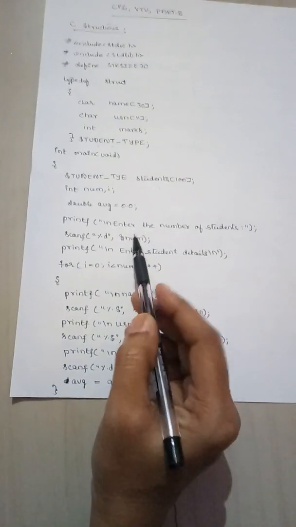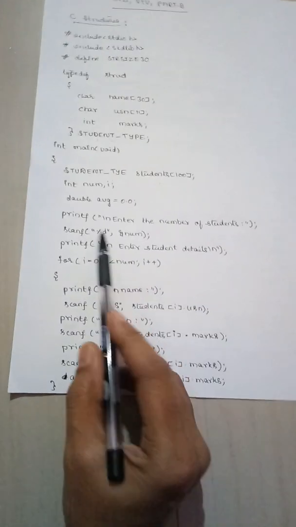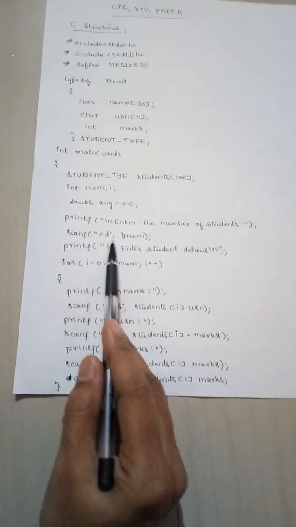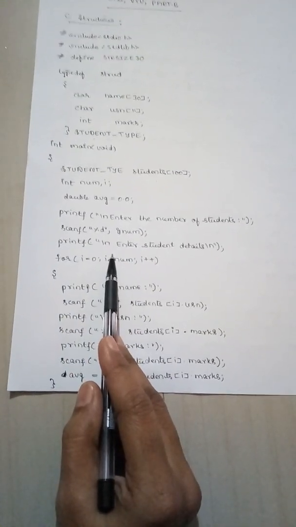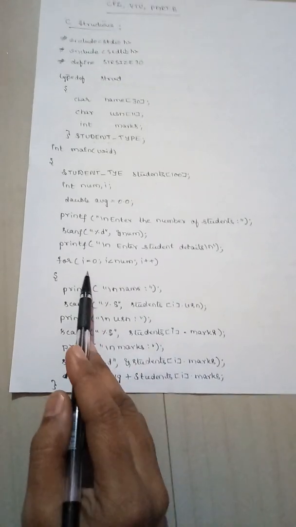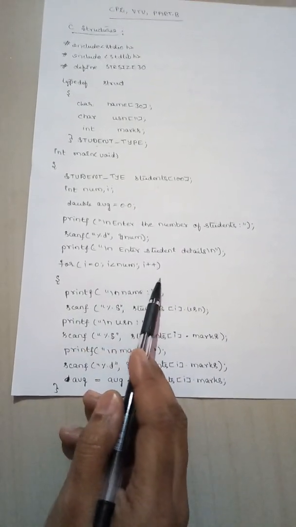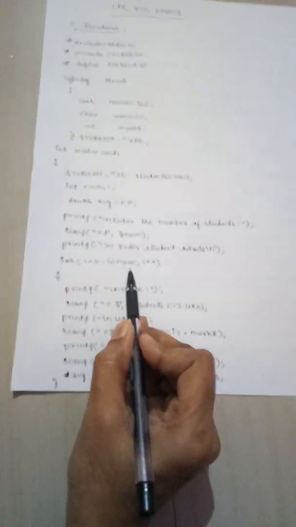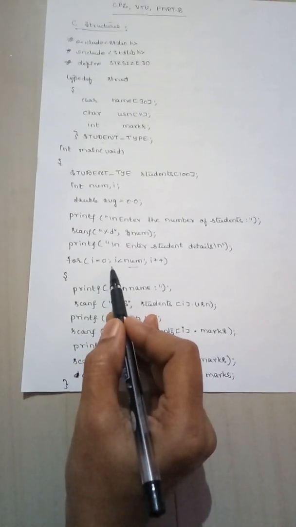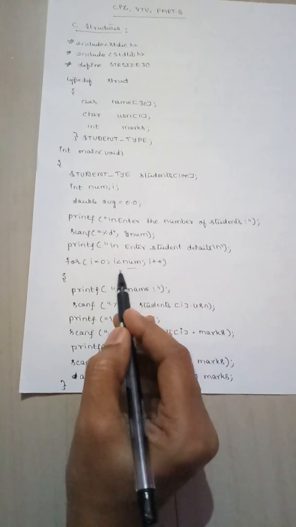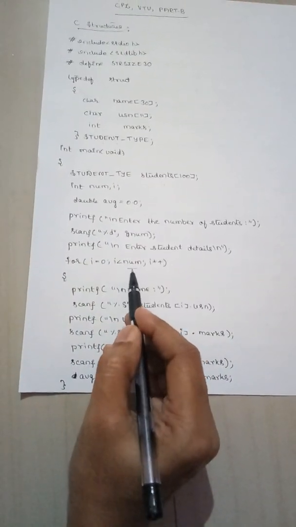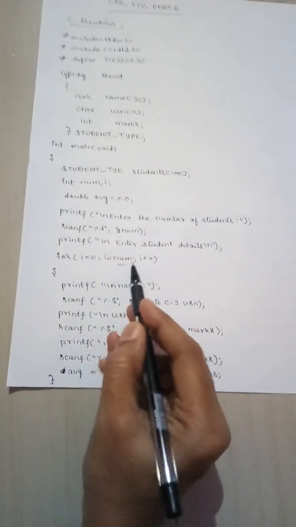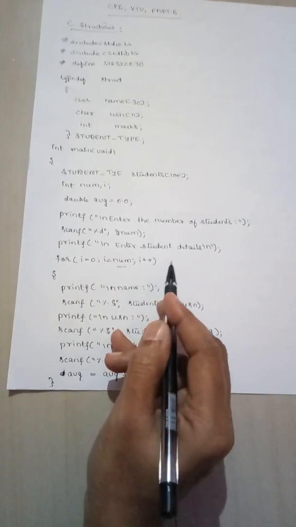Now let us see. Initial value of average is 0. Printf enter the number of students. Scanf inputs that. Printf enter the student details. Then for i is equal to 0, i is less than num, i plus plus. For the students of number n starting from 0, the 0th student, first student, second student, till i is less than the total number of students, we go on incrementing.